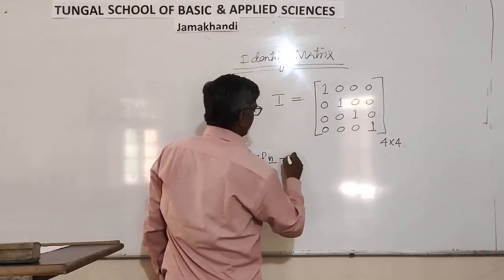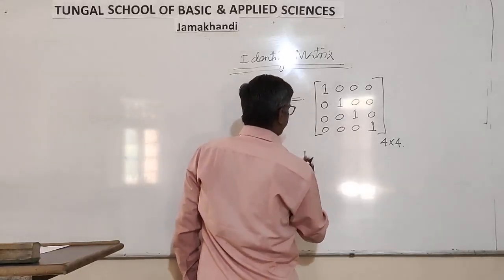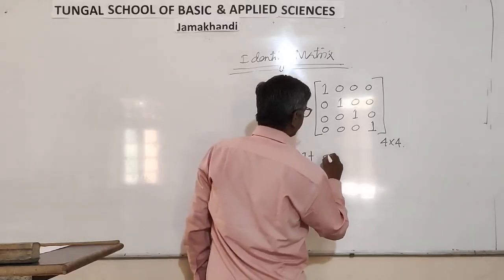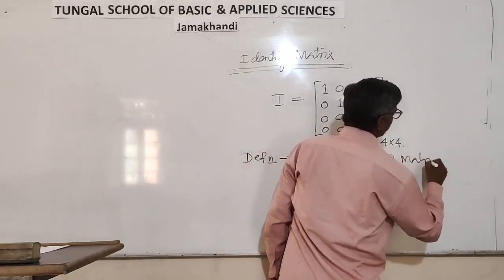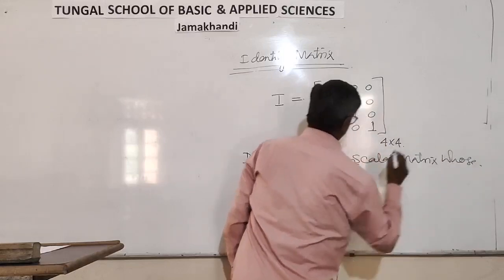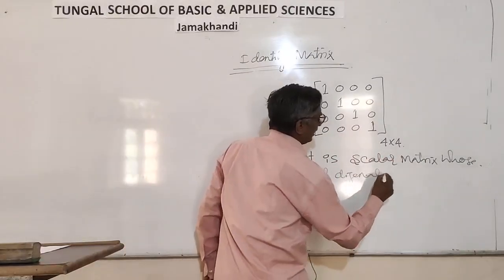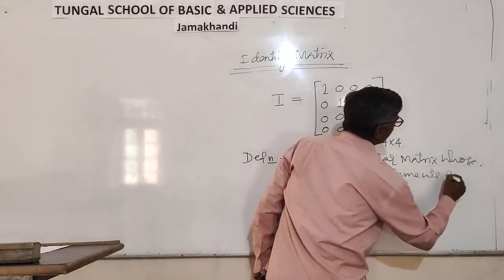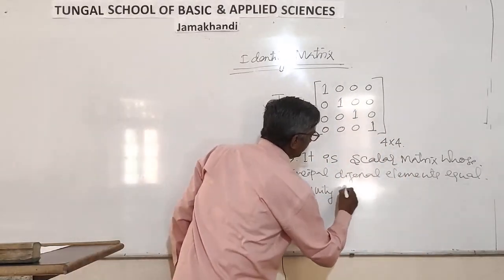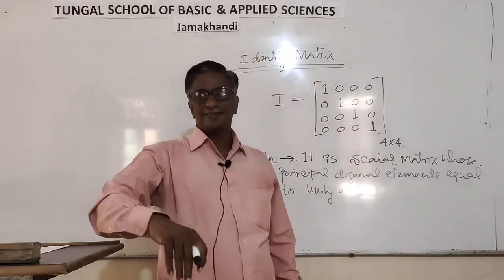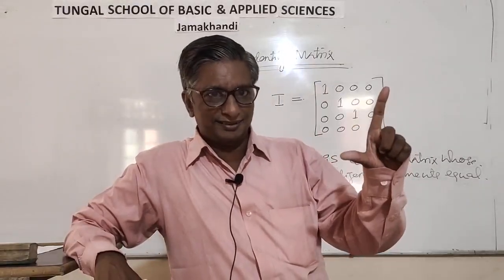Definition. A scalar matrix whose principal diagonal elements are equal to unity or 1 is known as an identity matrix.